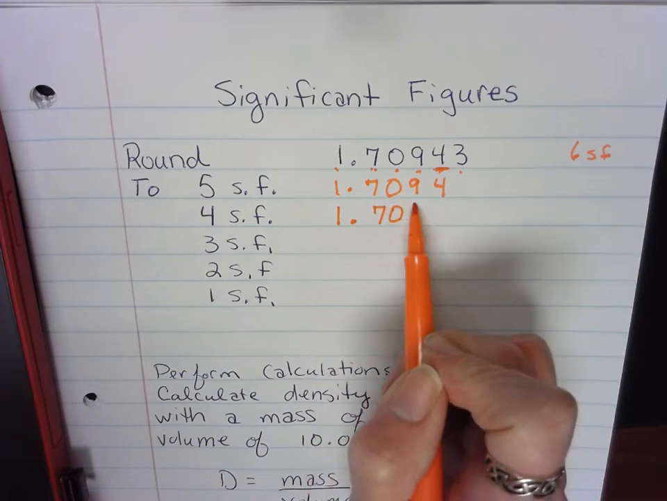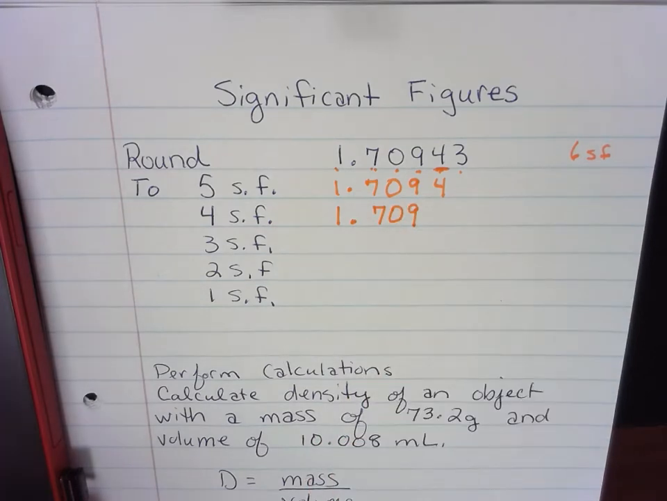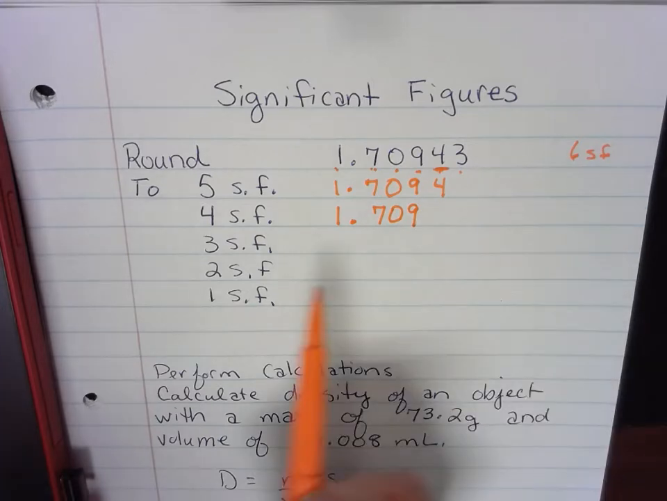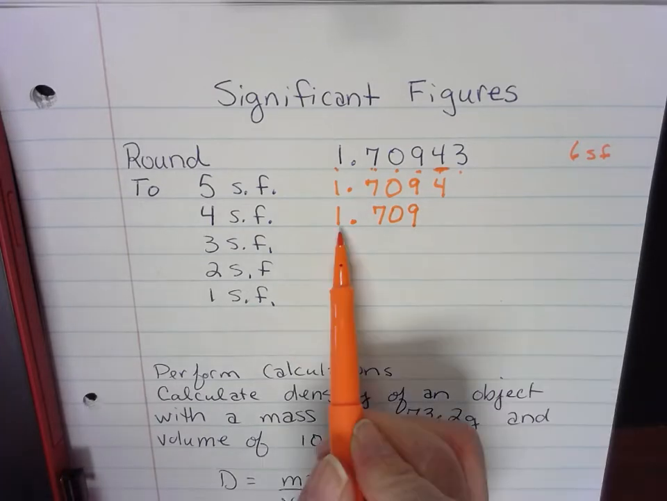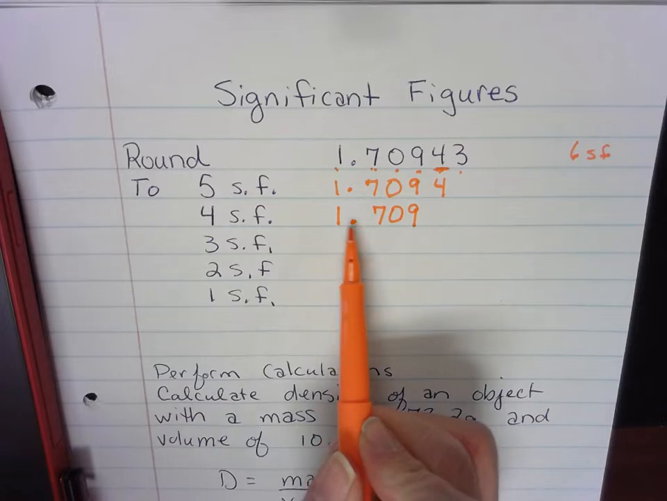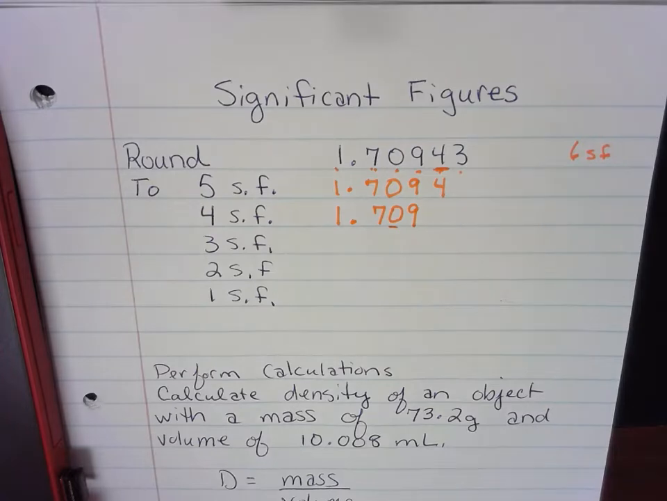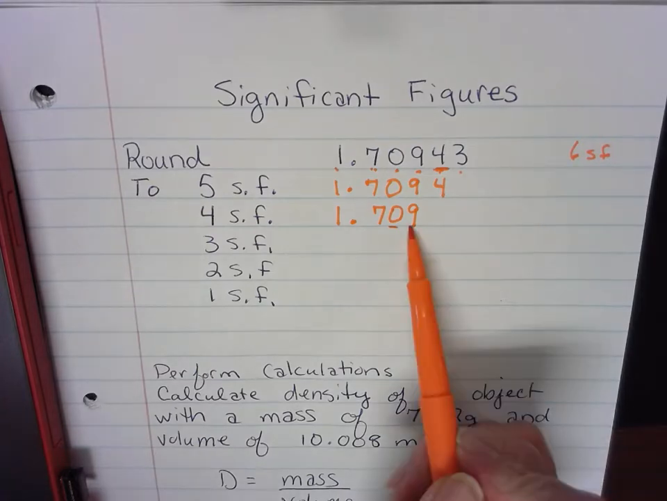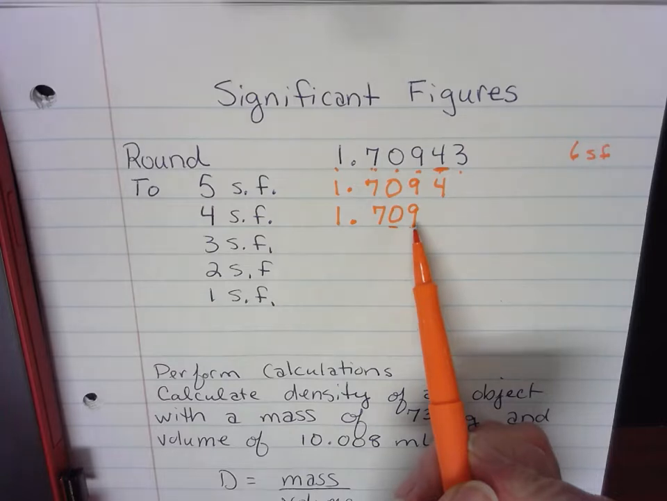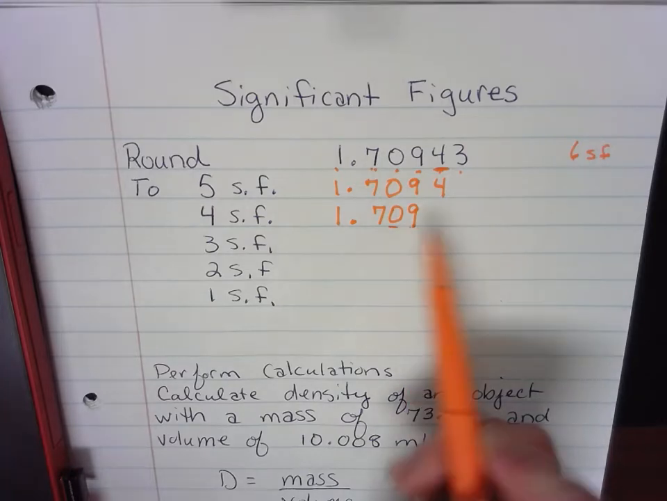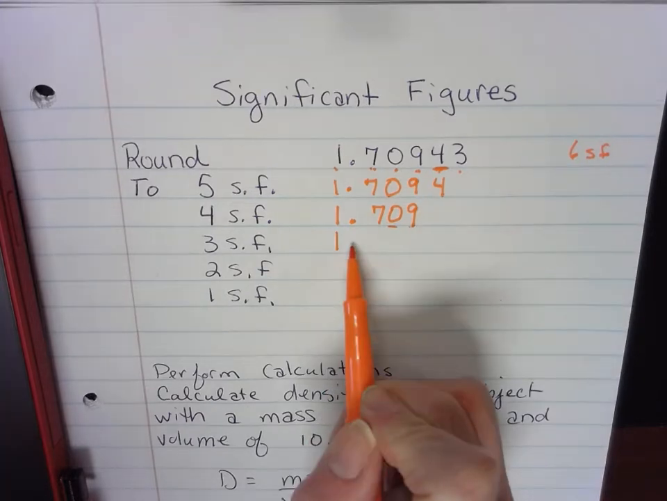Okay, now we're going to round it to 3 significant figures. So if we have this number and we count to 1, 2, 3, that 0 is followed by a number that's greater than 5. Okay, it's followed by a 9. So we're going to round that up to a 1. So at 3 significant figures, that number would be 1.71.